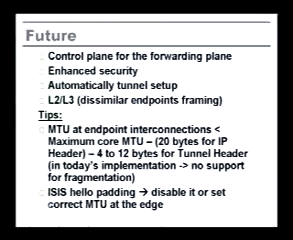I've also put two tips on the slides. The first tip is that the MTU at the endpoint interconnection should be lower than the maximum core MTU minus the 20 bytes of the IP header minus the 4 to 12 bytes of the tunnel header. That's because UTI doesn't support fragmentation. The last tip is that the IS-IS hello messages are padded to the maximum MTU size. To avoid this, you can either disable it or set the correct MTU.